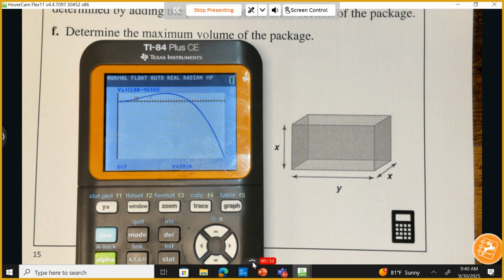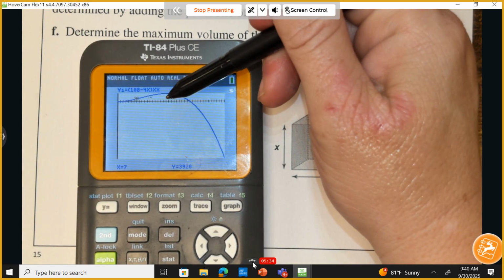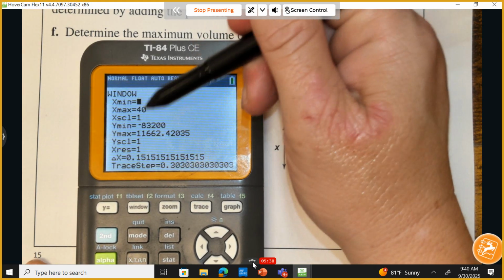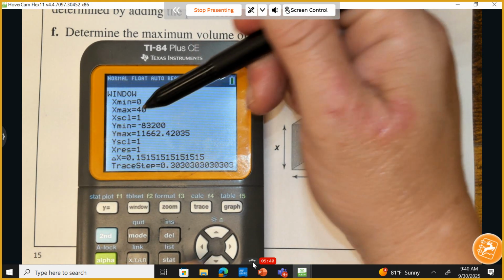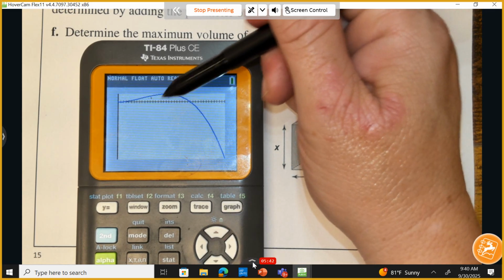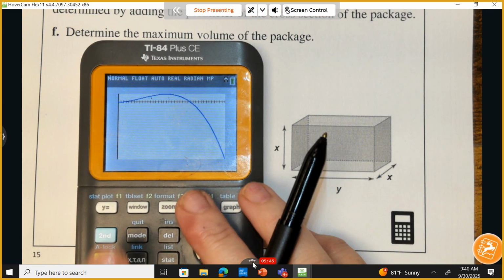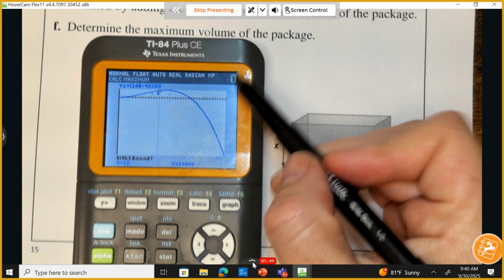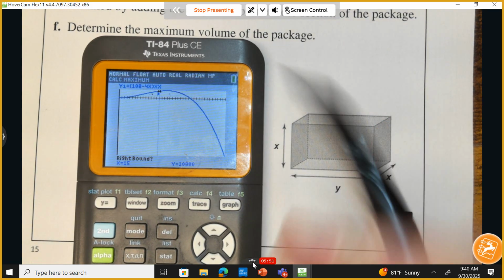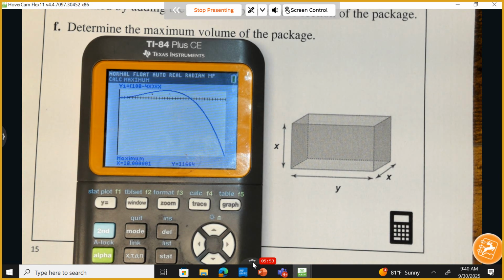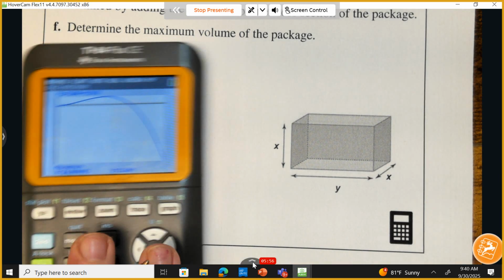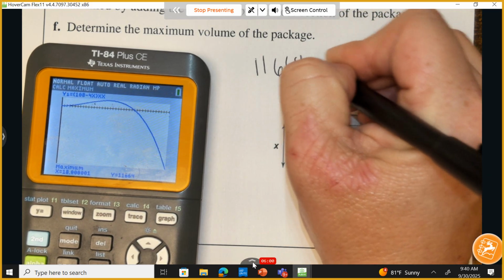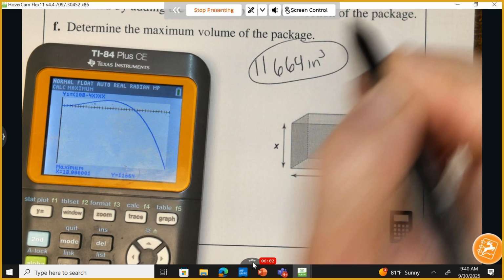How do we determine the maximum volume? I need to know what this is. Now, for me right now, I've created a window that goes from 0 to 40. Keep that in mind. I want to know what this maximum is. With me, please go second, calculate maximum. I'm choosing a number somewhere down here like 15. Now this goes out to 40. I'm going to choose a value over here like 35 and press enter. So what is the maximum volume? The maximum volume is 11,664 inches cubed.